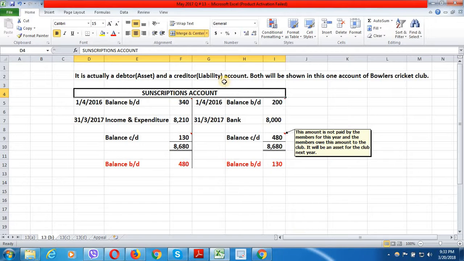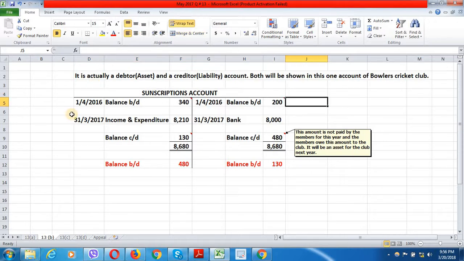So let us start. First of all, we need to know what is a subscriptions account. It is actually a debtor or asset and a creditor or liability account. Both will be shown in this one account of Bowlers Cricket Club. Subscriptions account is actually an account which shows how much members owe to this club in terms of subscription and how much this club is liable to the members in terms of subscriptions. Clear?